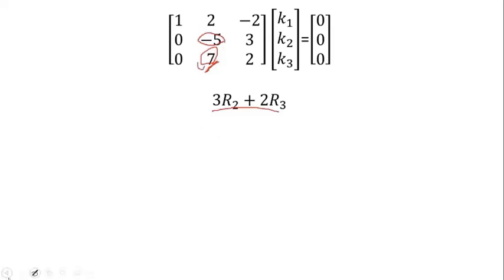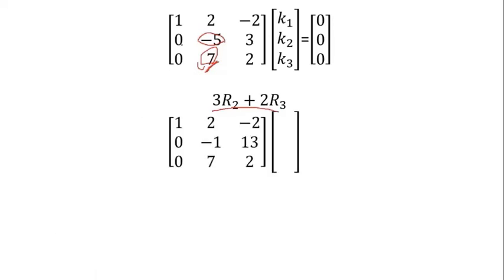So what will we get? If you apply this transformation, first row is the same. Now second will change. 0 times 3 plus 2 times 0, that is 0. Now minus 5 into 3, minus 15, plus 7 into 2, 14, so we'll get minus 1 for this element. Similarly, 3 into 3, 9, plus 2 into 2, 4, so we'll get 13 for this element. And the last row is the same, 0, 7, 2.